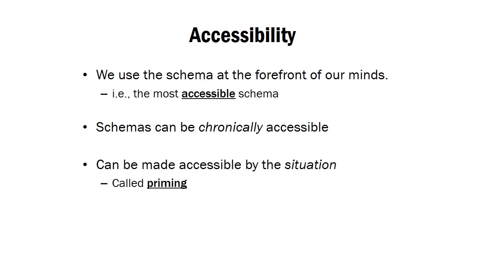But schemas can also be made more accessible by the situation. This is called priming. So when a schema becomes accessible for any number of reasons in this moment, it's the one that's most likely to be applied. Here, the very same schema, the gender-based schema, may come to mind because you just watched a hacky comedy act from the 1980s about the difference between men and women. So right now, in this very moment, you have at the forefront of your mind this general schema about men and women, and it's the schema that's most accessible at this moment.